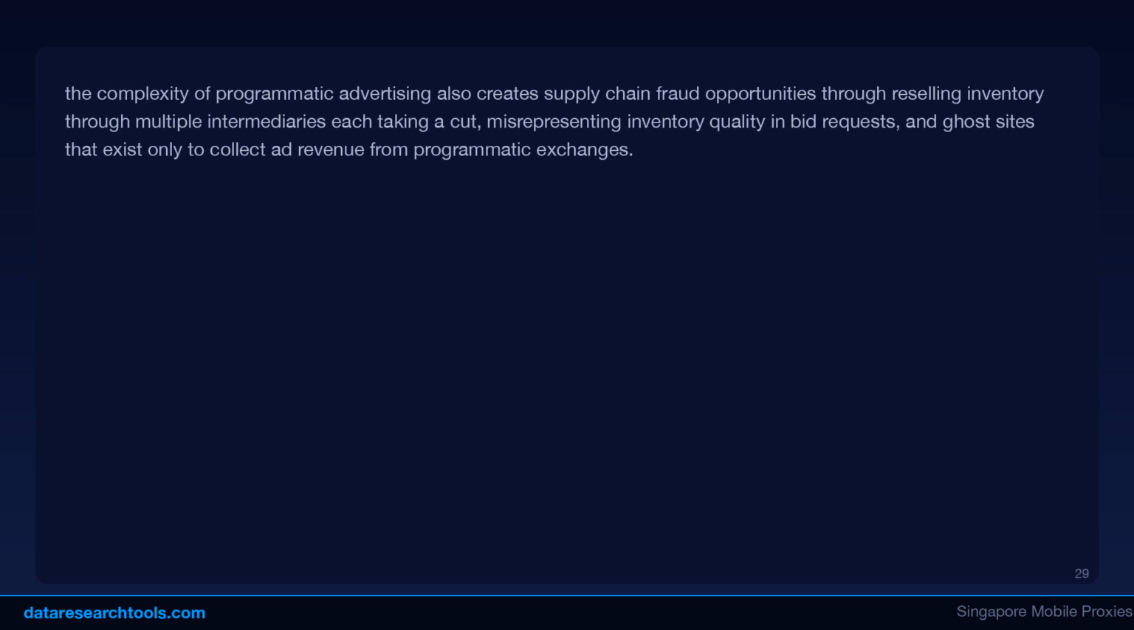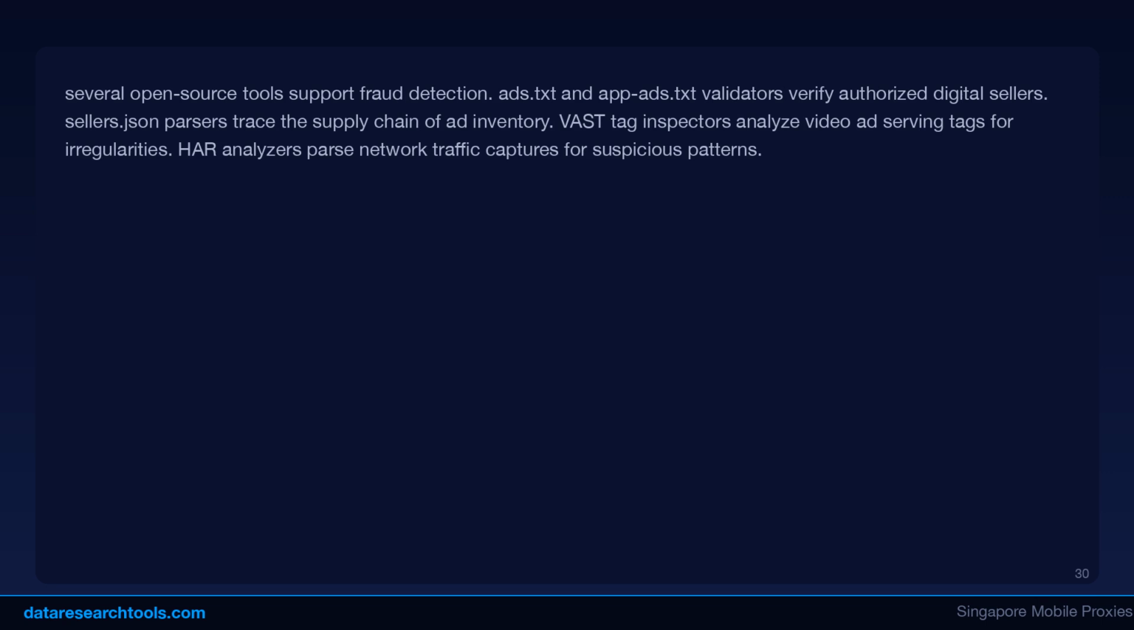Open source tools support fraud detection: ads.txt and app-ads.txt validators verify authorized digital sellers. Sellers.json parsers trace the supply chain of ad inventory. VAST inspectors analyze video ad serving templates for irregularities. HAR analyzers examine past network traffic captures for suspicious patterns.